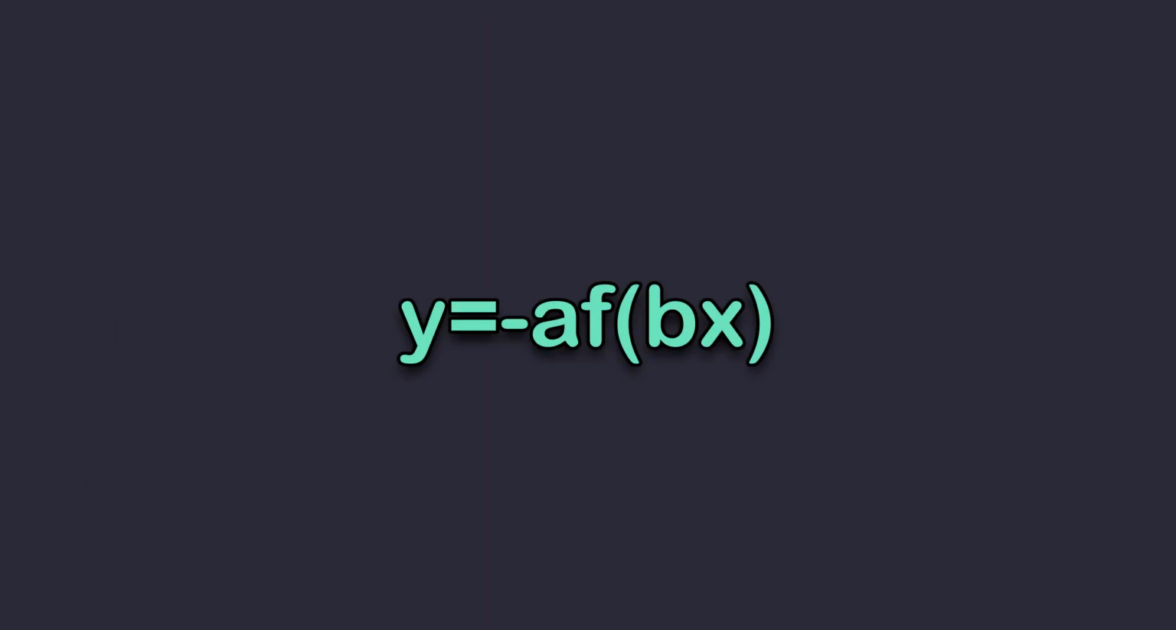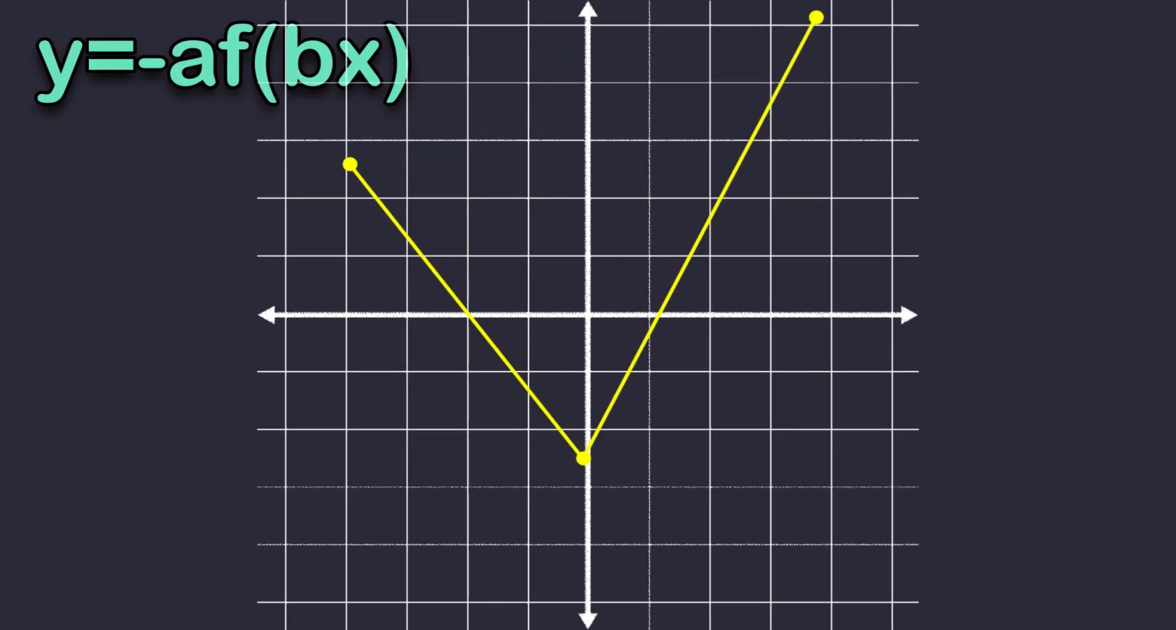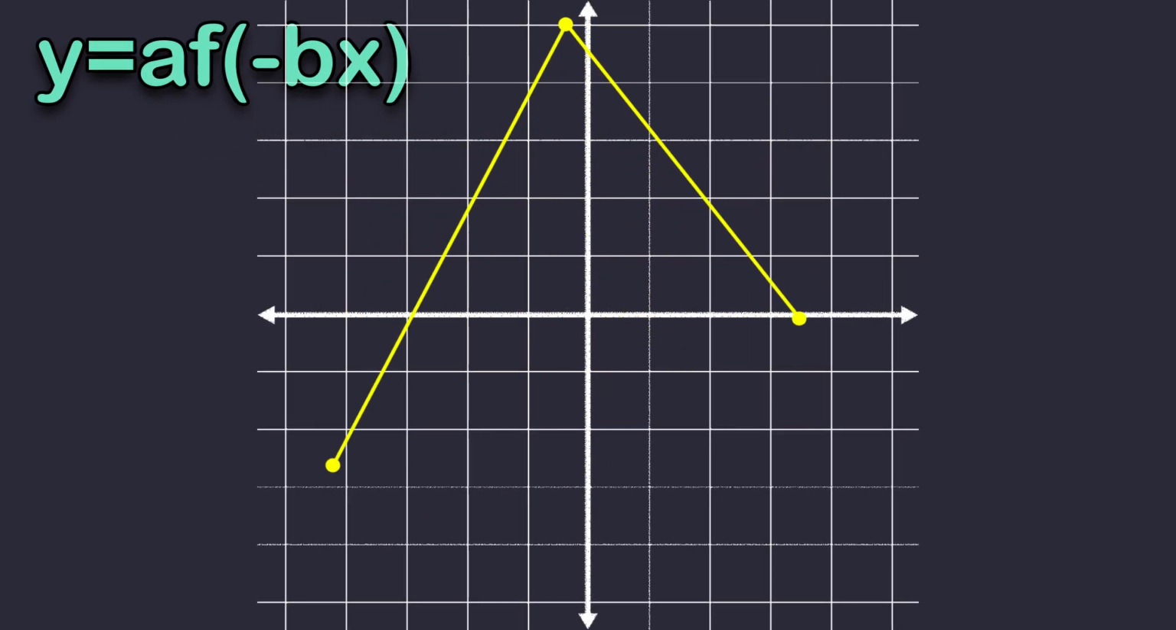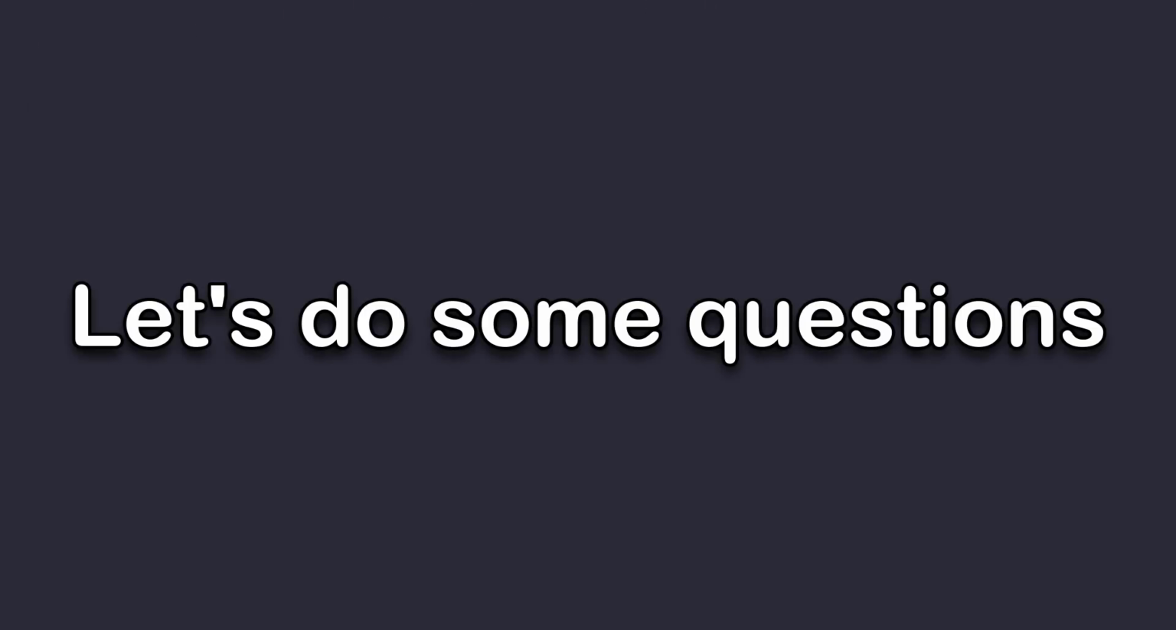I don't get it. And finally, reflections, which are fairly simple. If your a value is negative, reflect that across the x-axis. If your b value is negative, reflect that across your y-axis. Let's do some questions now that we know what these values mean.